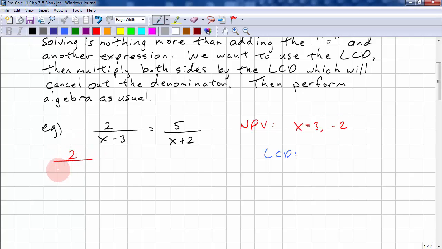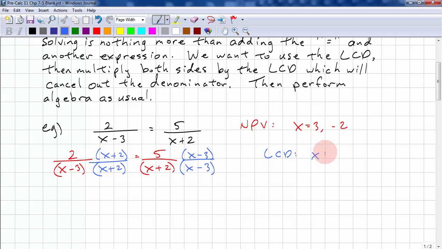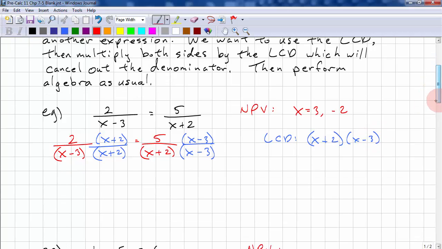So we copy down the first one, and we multiply by the other factor, x plus 2 over x plus 2. Copy it down, and multiply by the other factor, x minus 3 over x minus 3. Now we expand the numerator, 2x plus 4, 5x minus 15. x minus 3, x plus 2, x plus 2, x minus 3.